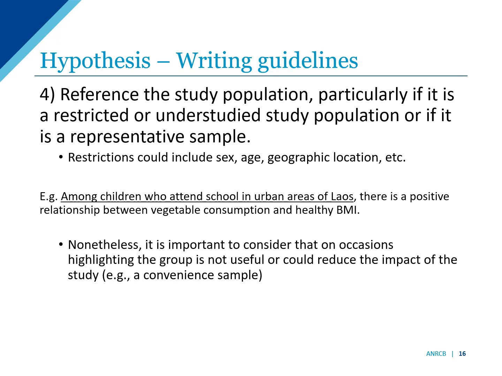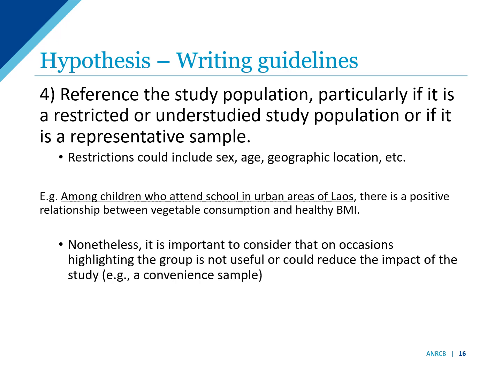There is a positive relationship between vegetable consumption and healthy BMI. So you aren't saying it has to be children of a certain gender or even of a certain age. In fact, this may need to be a little more specific about the age range or type of school. But you're just saying that children who attend school in urban areas of Laos. So again, there's more you could define in this hypothesis, but it's at least telling you who your population is.